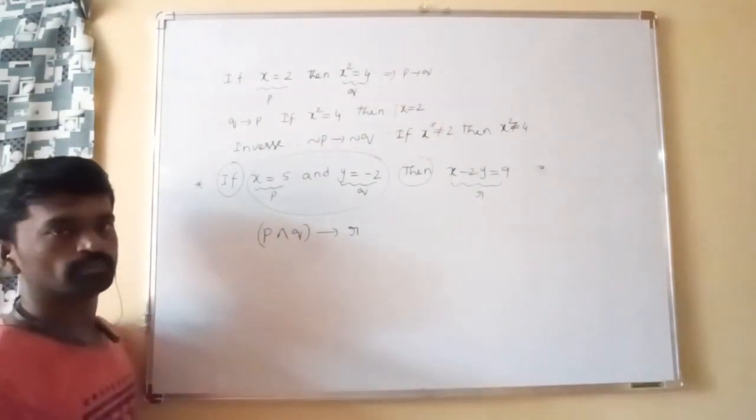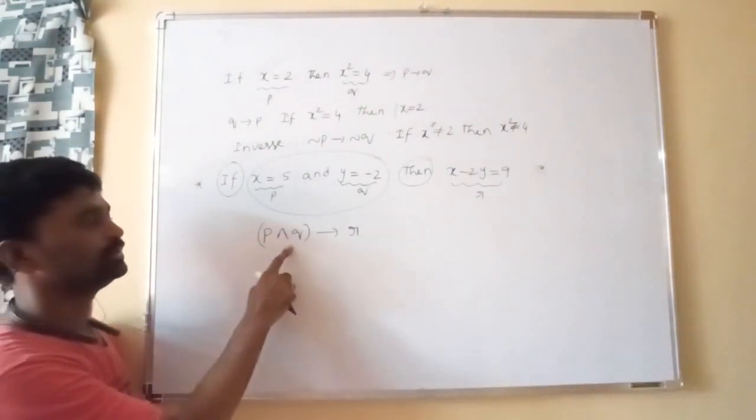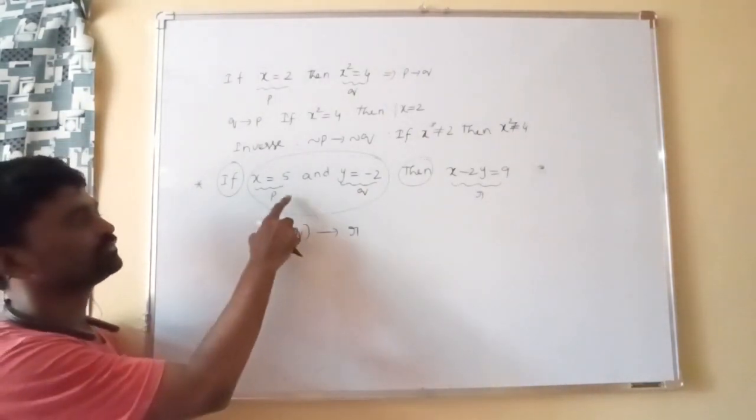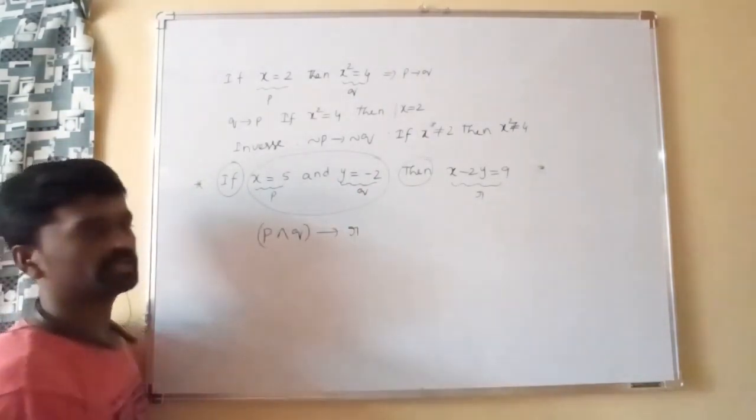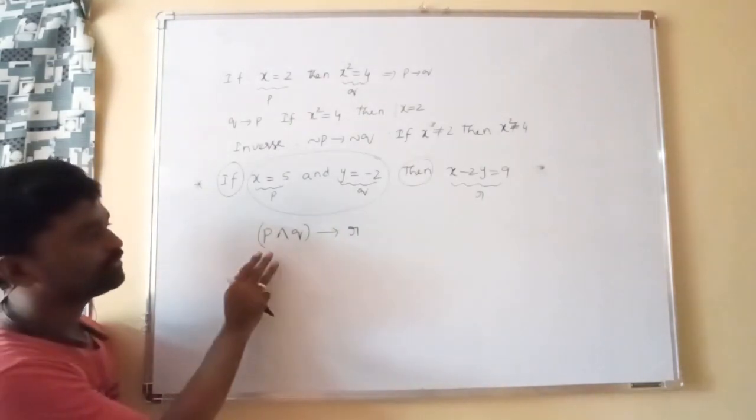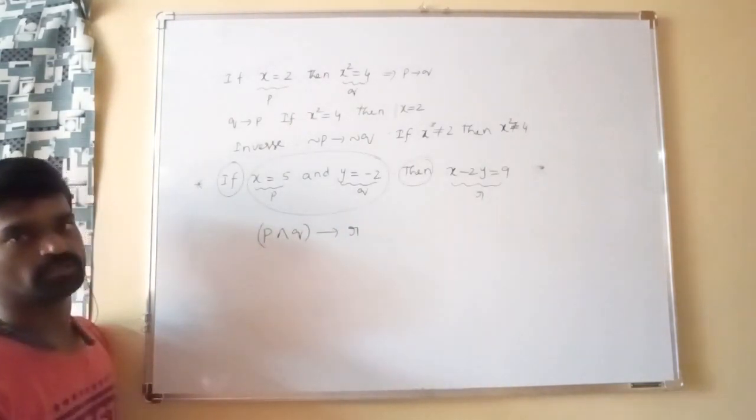P and Q implies R. That is, if P and Q, then R. That is, if x is equal to 5 and y is equal to minus 2, then x minus 2y is equal to 9. Now we have to find the contrapositive of this conditional.